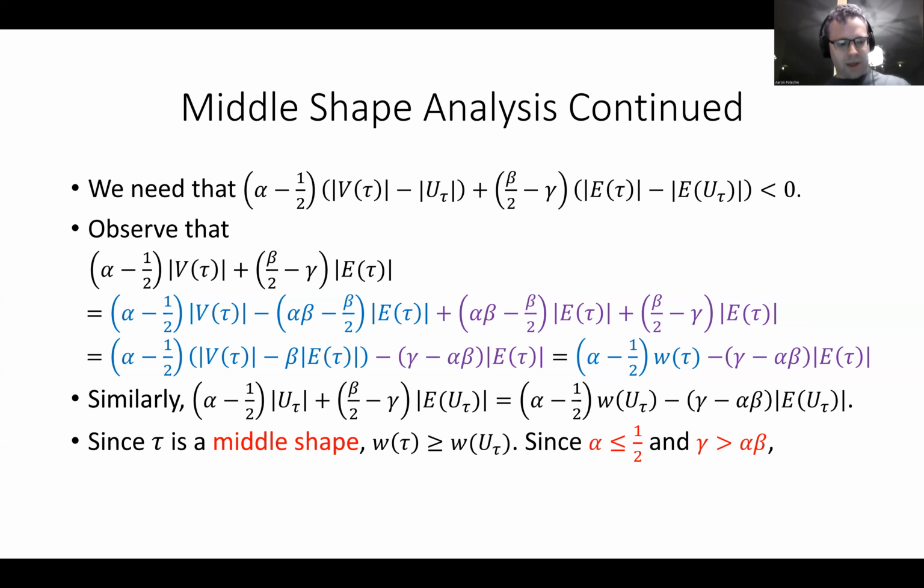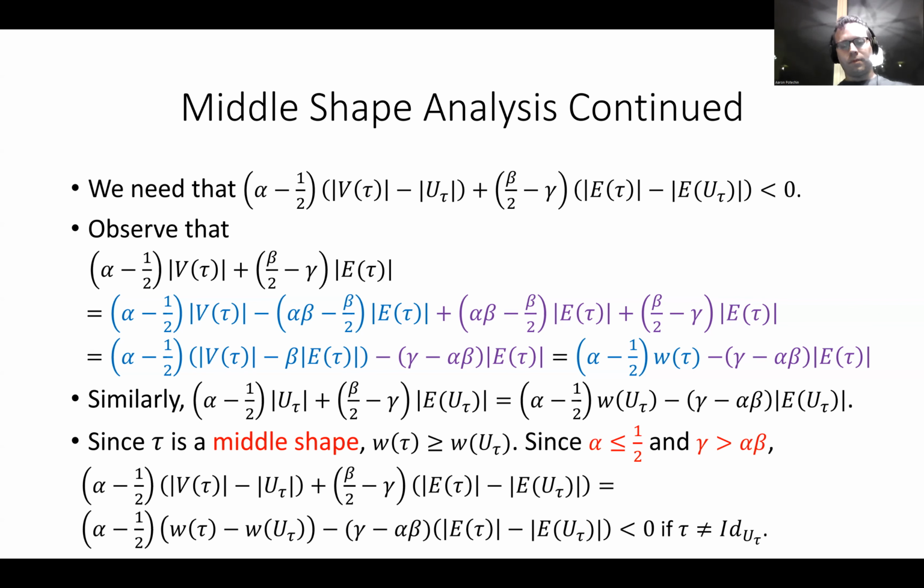So now the key observation is as follows. Since tau is a middle shape, the weight of tau is greater than or equal to the weight of u tau. Since alpha is at most 1/2 and gamma is bigger than alpha times beta. So now our expression at the top, we can rewrite it as alpha minus 1/2 times, in parentheses, the weight of tau minus the weight of u tau, minus gamma minus alpha beta times, in parentheses, the number of edges of tau minus the number of edges of u tau.